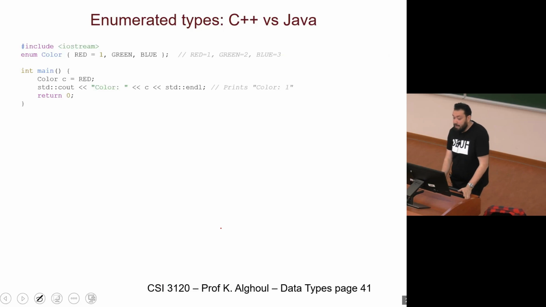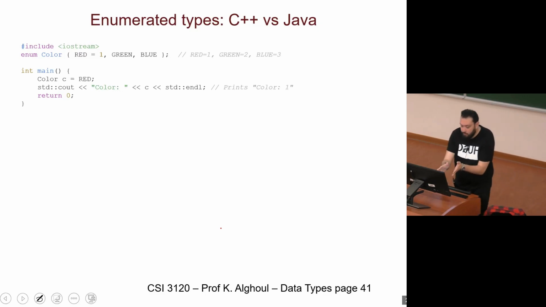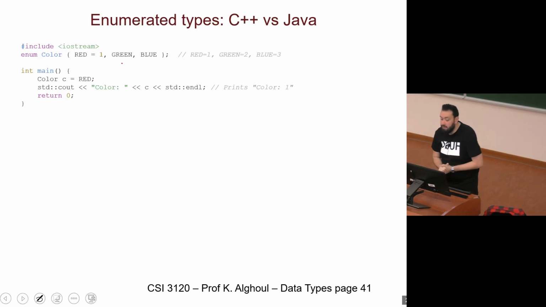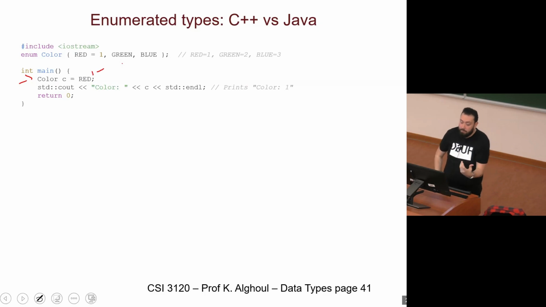When it comes to C++, that's how enums are actually worked with. They are treated like integers. Okay, so we're going to define them like this, red is equal 1. That means green is 2, blue is 3, and so when you use them, you have color c equal red. That means if you're printing c, it's going to print 1. Okay, so they are very basic.